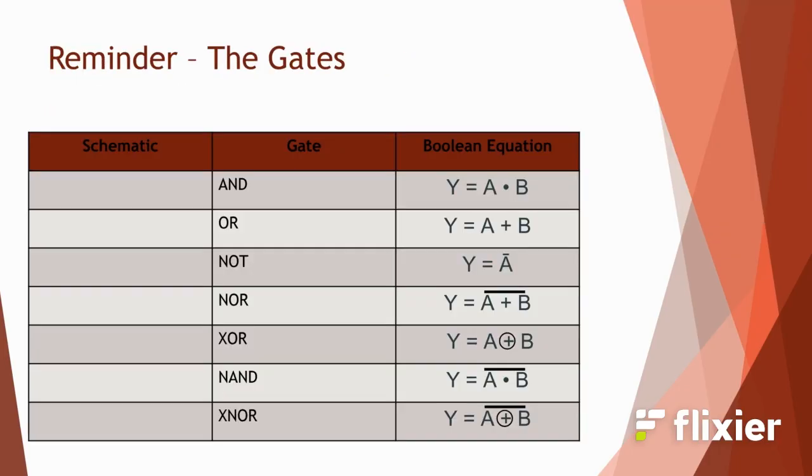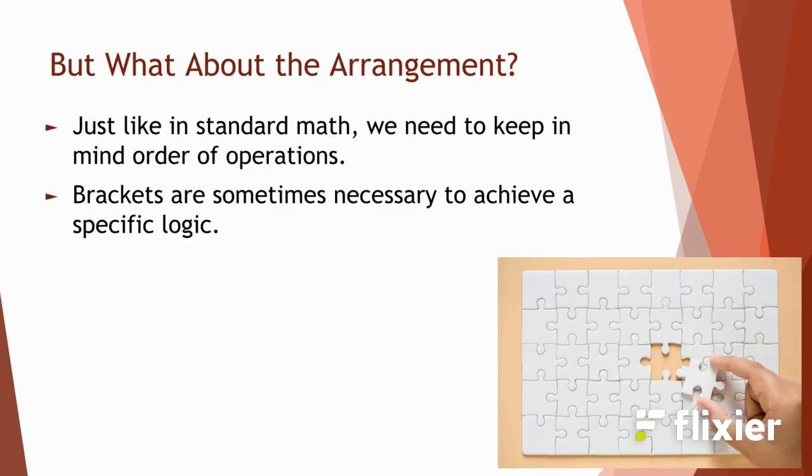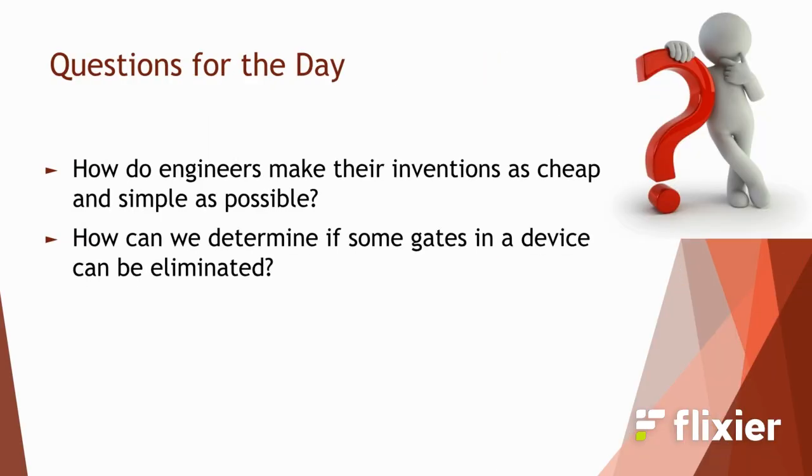This slide serves as a reminder of the various logic gates and their corresponding Boolean equations. Just as in standard math, the arrangement of operations matters. Brackets are sometimes necessary to achieve a specific logic when writing Boolean expressions. The key questions for today are, how do engineers make their inventions as cheap and simple as possible? And how can we determine if some gates can be eliminated from a device?